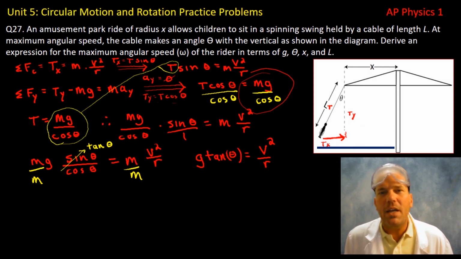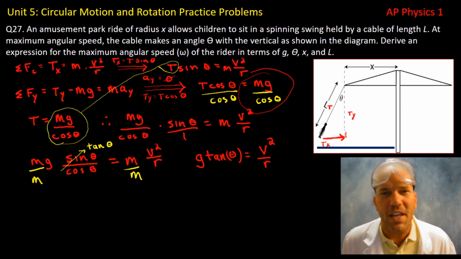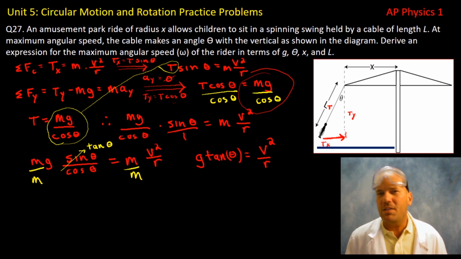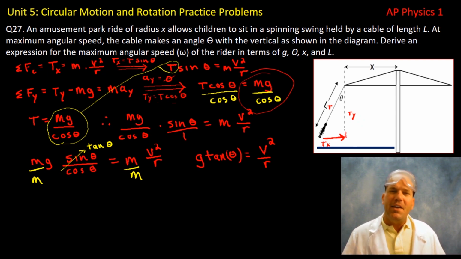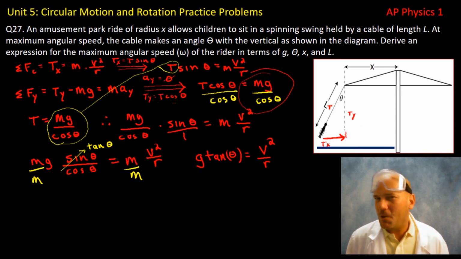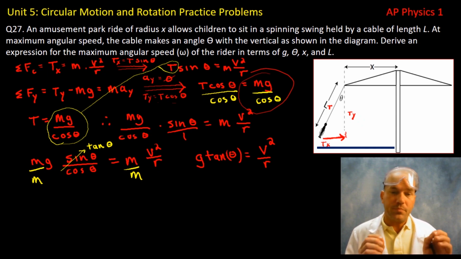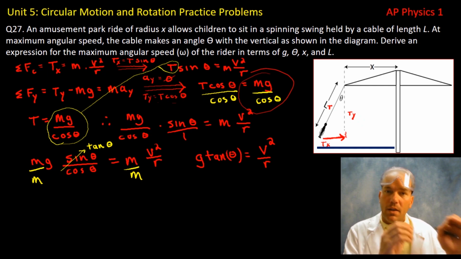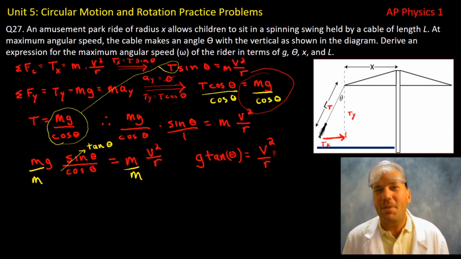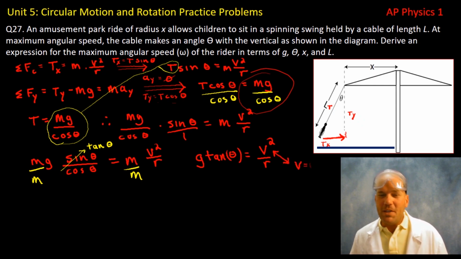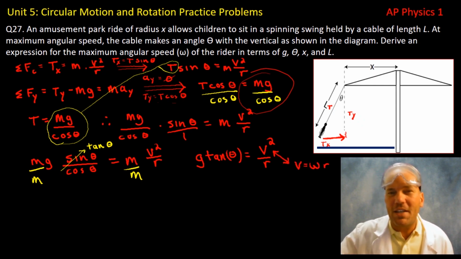It's time to go ahead and convert this translational quantity into a rotational or angular quantity. Recall that the angular quantities are equal to the linear quantities divided by the radius. So we can multiply both sides by radius, and we can say that the tangential velocity is equal to omega multiplied by the radius. So we can make this substitution now.